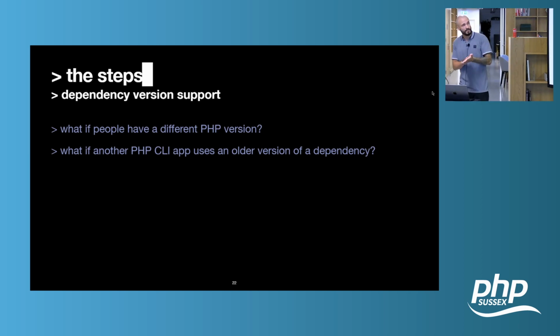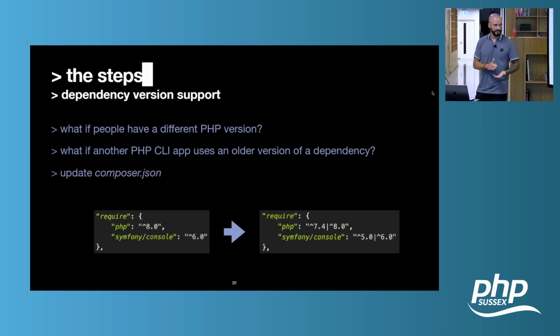So the best we can do is to make sure that our application is compatible with a range of PHP and dependency versions. And the first thing we need to do is to update composer.json to list the versions with which our application is compatible. So what I've done here is I've just added support for PHP 7.4 here, and for Symfony console 5.0 here.